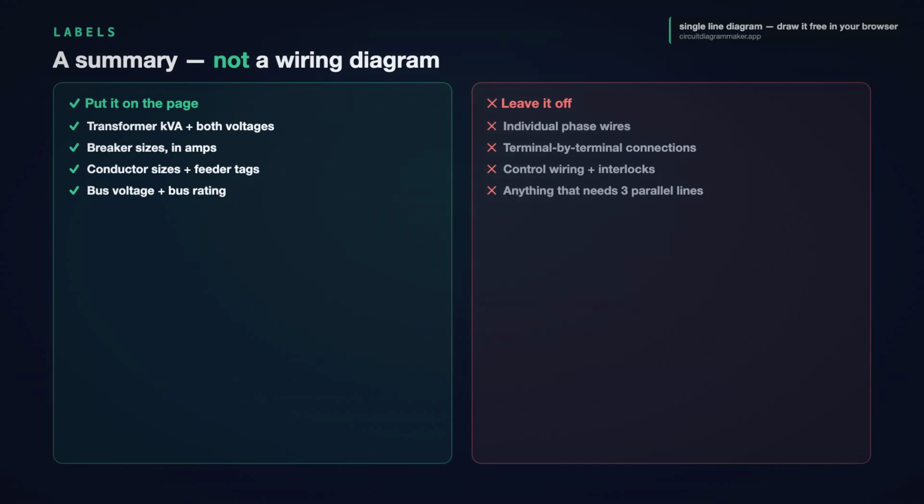If you find yourself drawing 3 parallel lines, stop. You have left the single line world. Picture it this way. A transformer with no kVA and no voltages is just 2 circles, useless to the next engineer. Add 500 kVA, 11 kV to 400 V beside it, and now it carries real information. The test is simple. Could an engineer size the equipment and trace a fault from your page alone? If yes, the drawing is doing its job.